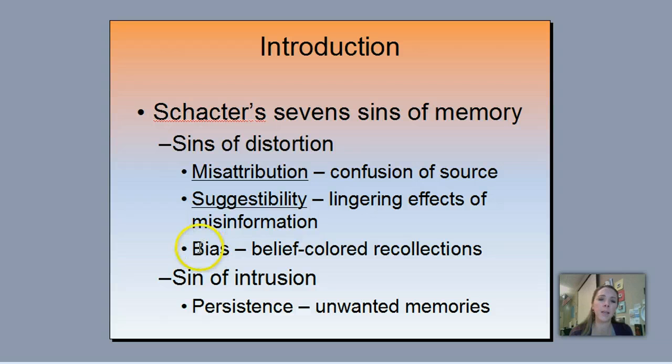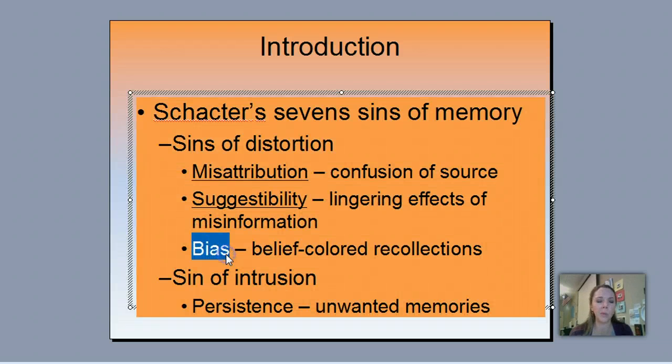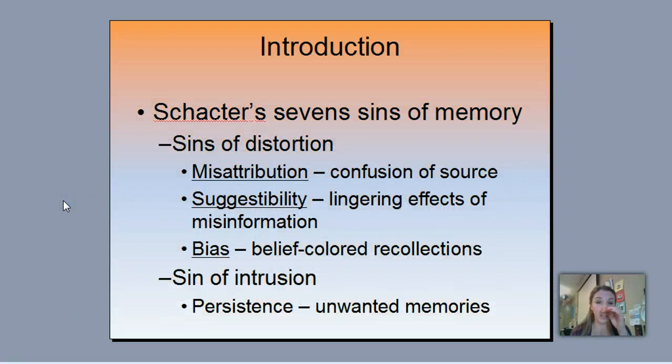And then bias. We've talked about bias a couple times. We've looked at confirmation bias, being biased might actually make you remember something differently. So someone you like, you might think of a memory a little bit differently than someone you didn't like. So the same thing happened, but because of your bias or those belief-colored recollections, you might remember it better. So this is distorted memory. The memory exists, you're able to access it, it's just distorted or changed in some way.